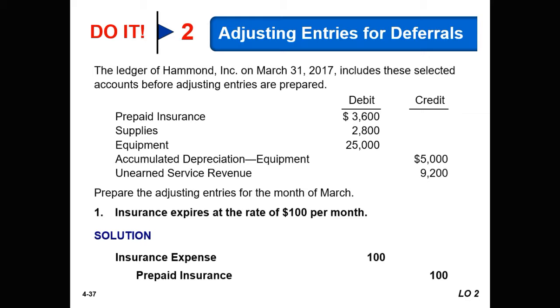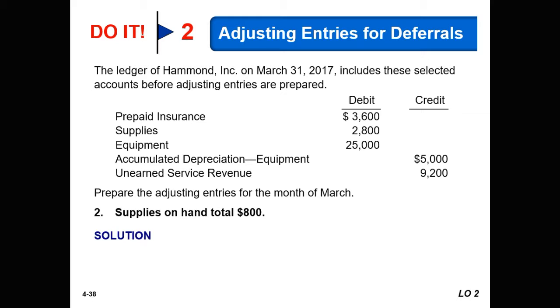Now let's look at the supplies on hand. There's $2,800 worth of supplies represented in the books, but there's only $800 on hand. If we know that we actually have $800, then we need to adjust that account to reflect what there currently is. That difference is $2,000. There was $2,800. There's now only $800. Therefore, $2,000 of it was consumed.